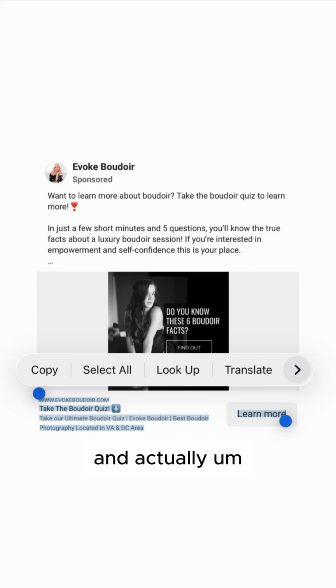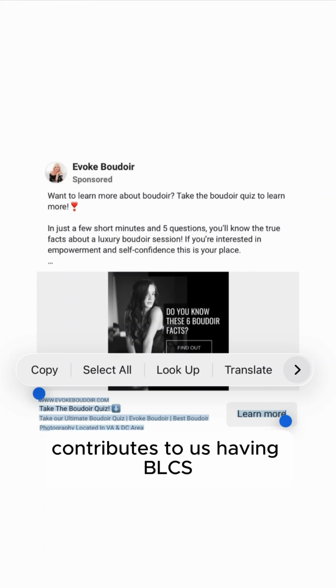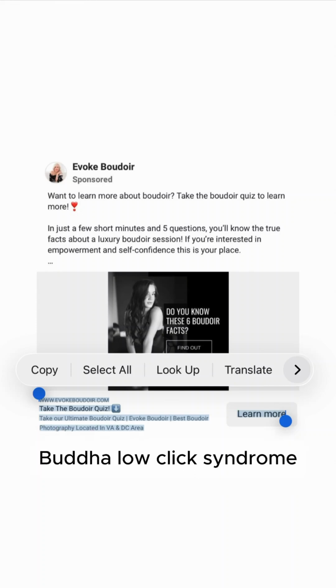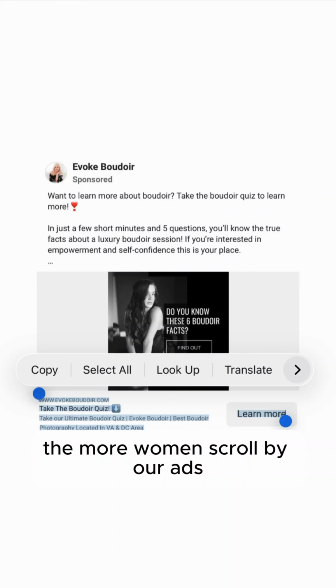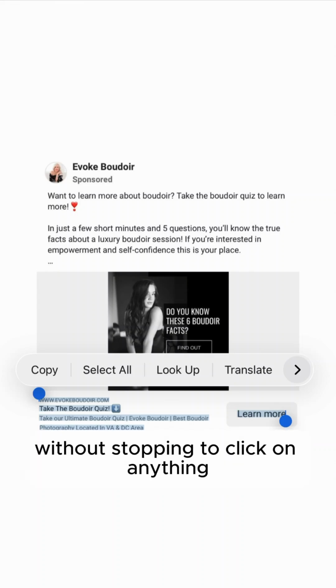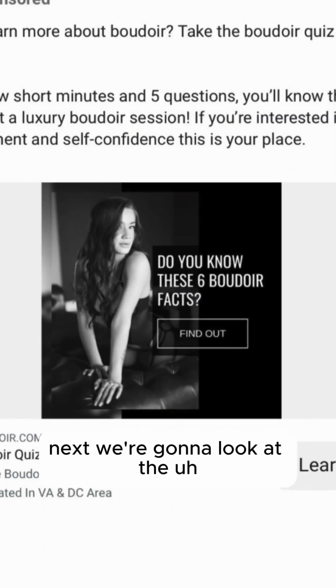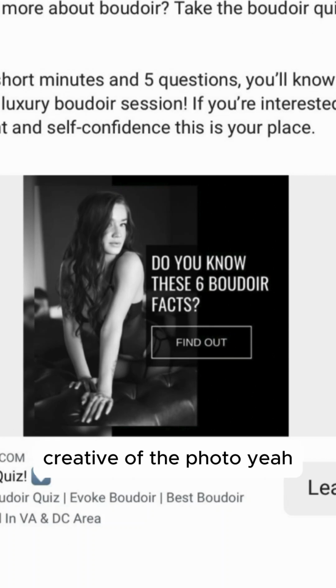And it actually contributes to us having BLCS, Boudoir low click syndrome. Facebook likes it though, because Facebook can serve more ads per unit time, the more women scroll by our ads without stopping to click on anything. Next, we're going to look at the creative, the photo. Yeah, this is the looks like an ad mistake.